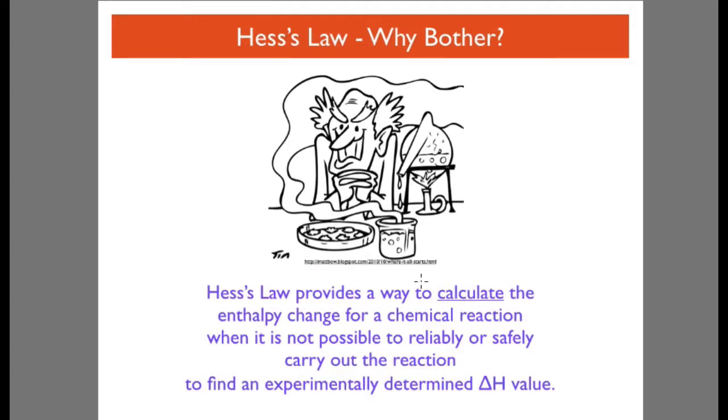Why are we bothering with all this? Well, Hess's law provides a way to calculate the enthalpy change for a chemical reaction when it is not possible to reliably or safely carry out the reaction to find an experimentally determined delta H value.